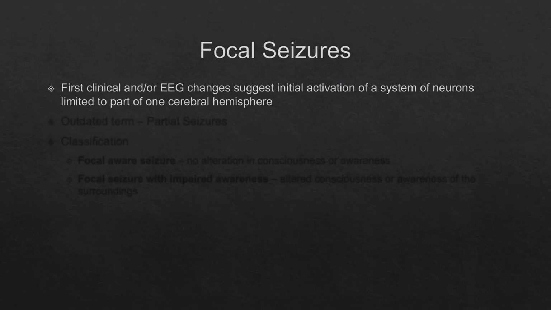Next, what is a focal seizure? In focal seizures, the first clinical and/or EEG changes suggest initial activation of a system of neurons limited to part of one cerebral hemisphere. So we learned the definition of epileptic seizures. Among them, one subgroup is focal seizures. What happens in that? A group of neurons limited to one cerebral hemisphere get activated initially.